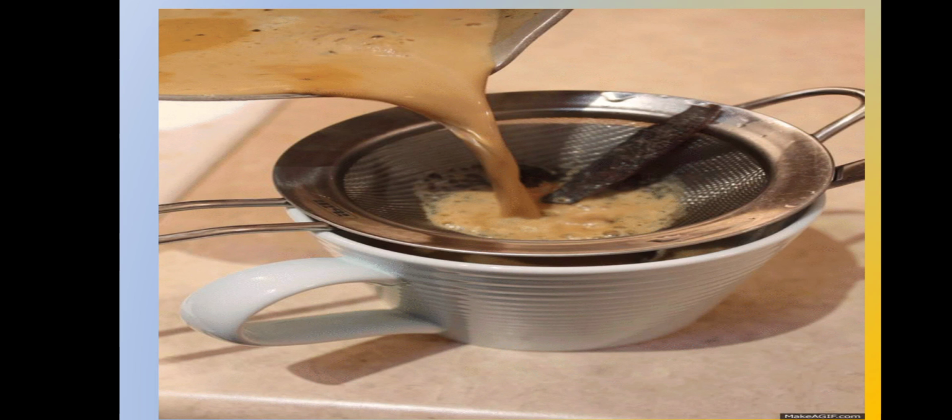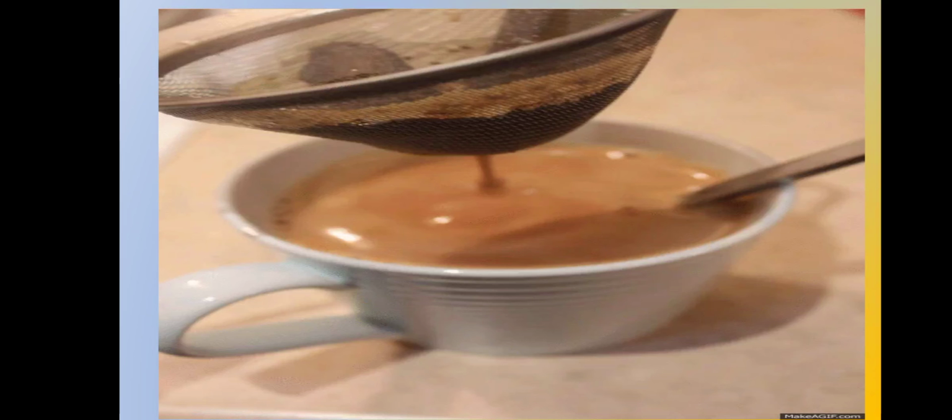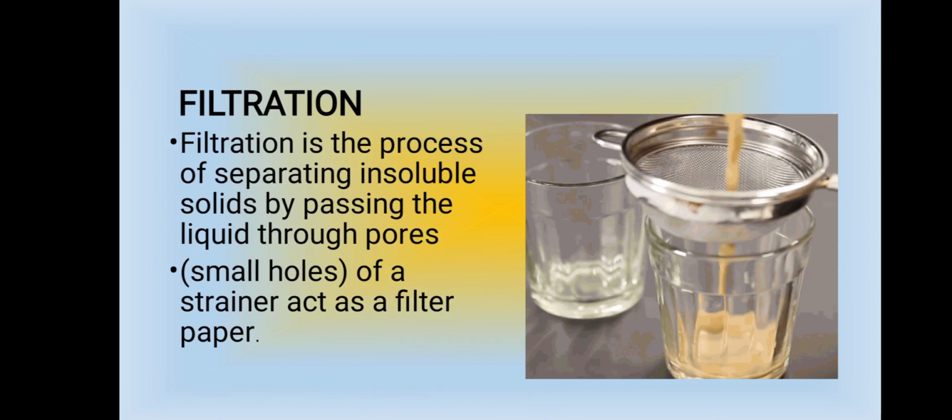We have understood the process of tea making as an example of the filtration process. So filtration is a process of separating insoluble solids by passing the liquid through the pores of a strainer, which acts as a filter paper. So class, this is all we'll be learning for today.